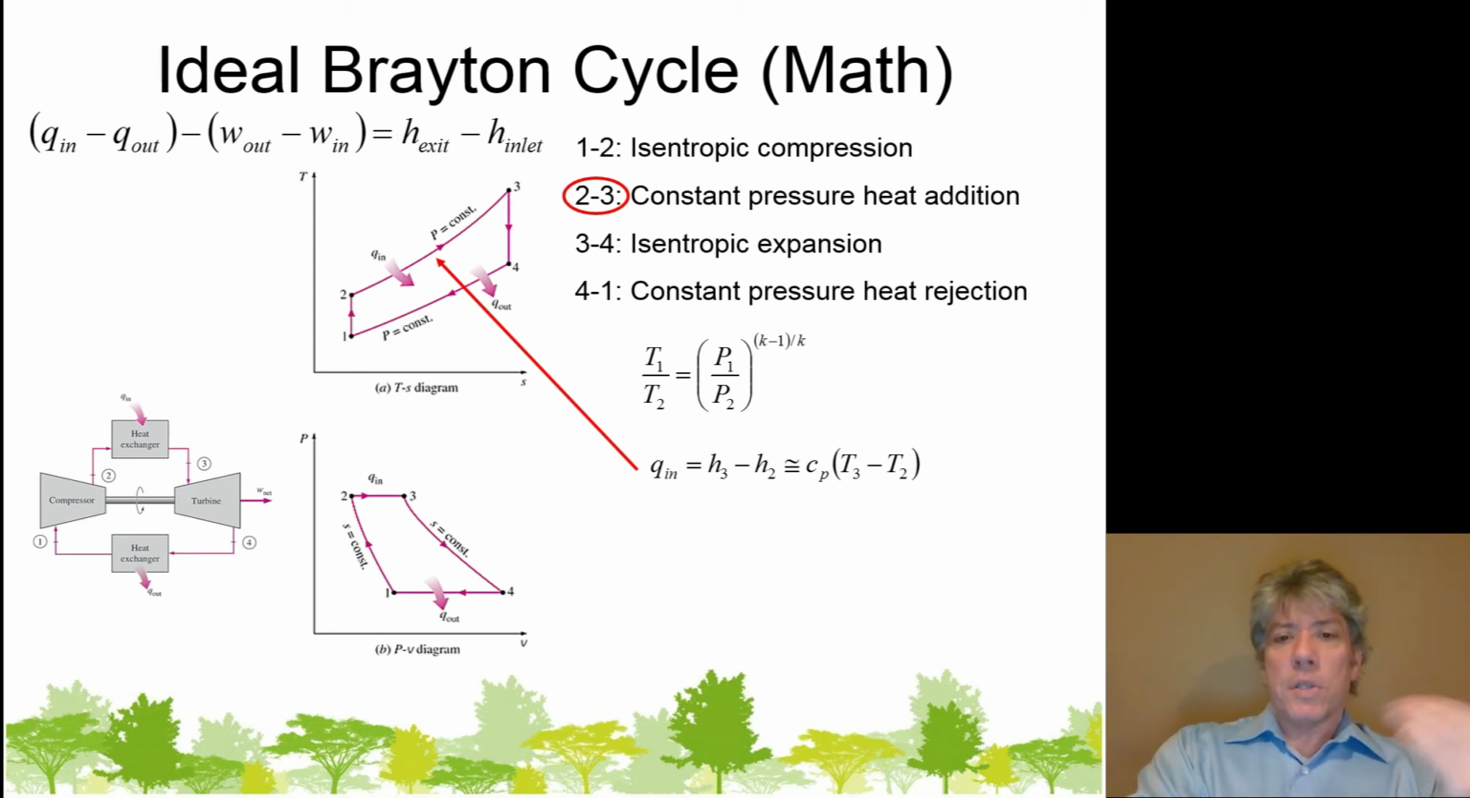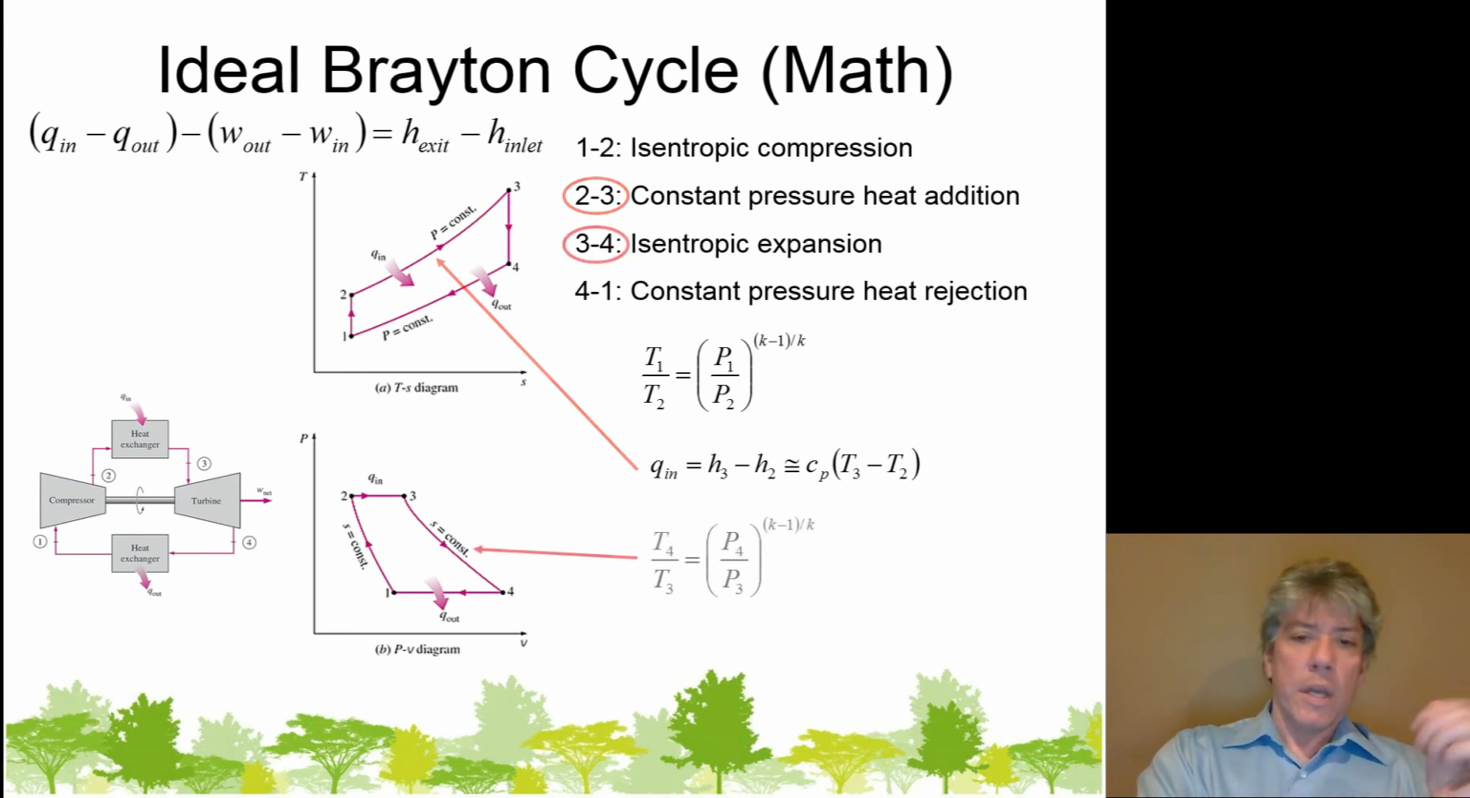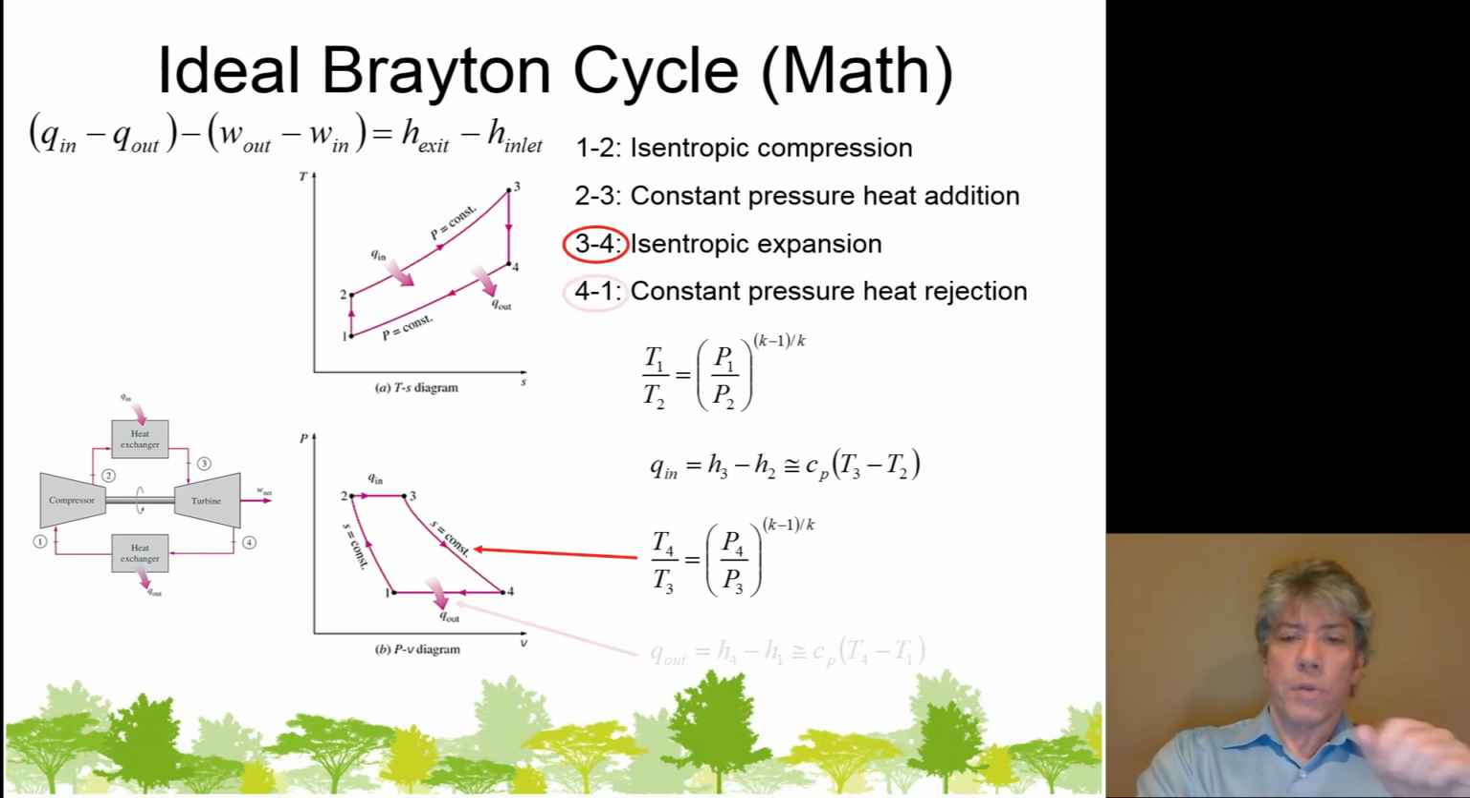And notice that it's just Q_in equals delta H, because there's no work interaction during heat addition in that combustion chamber. So it's just a Cp delta T term. Here's our isentropic equation for the turbine, the expansion process. Ideally, again, it would be isentropic, adiabatic and reversible, therefore we can use this equation to relate the temperatures across the turbine to the pressures across the turbine.